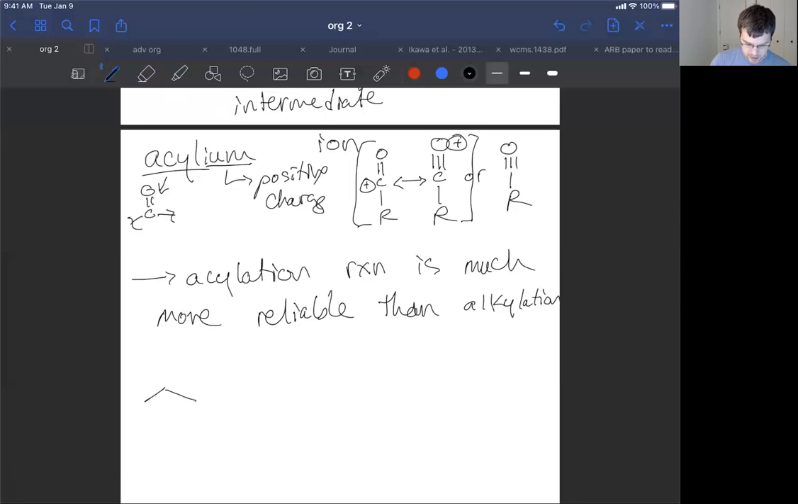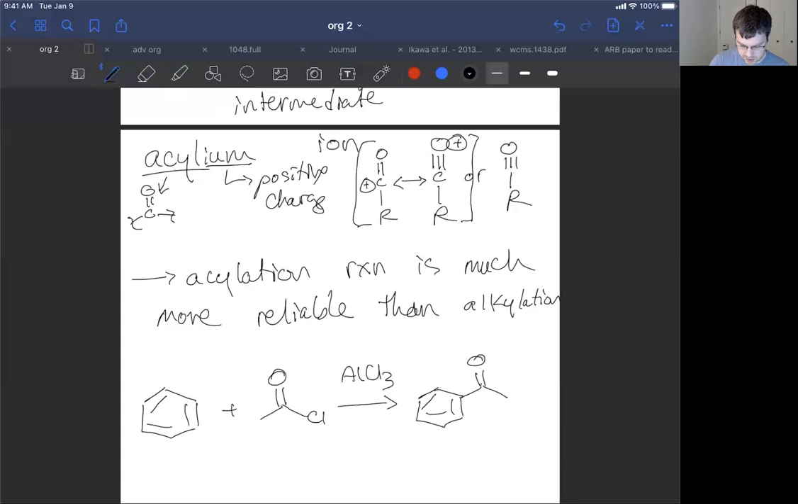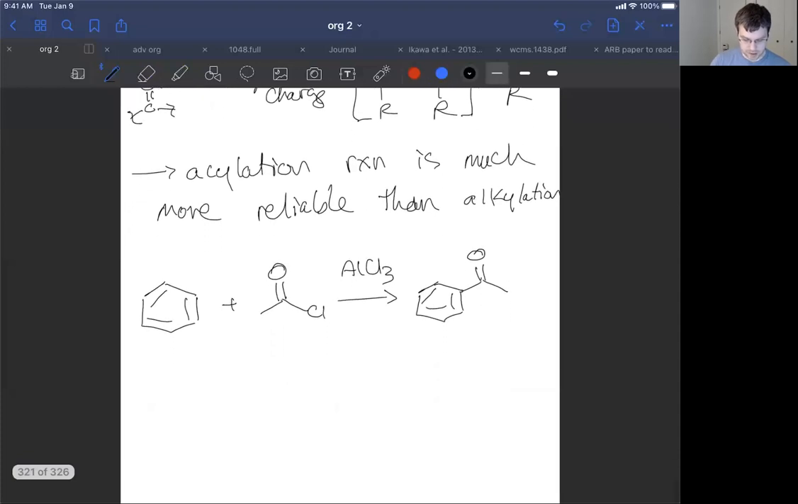Okay, so we have a benzene ring. I'm going to have a methyl group on the acyl group of my acyl chloride. React that with aluminum trichloride, and the product is going to be a benzene ring where I've replaced a hydrogen atom with a methyl group on an acyl group. This is called an acetyl group. We'll get to that in the final parts of the semester. Okay, let's not worry about that right now.